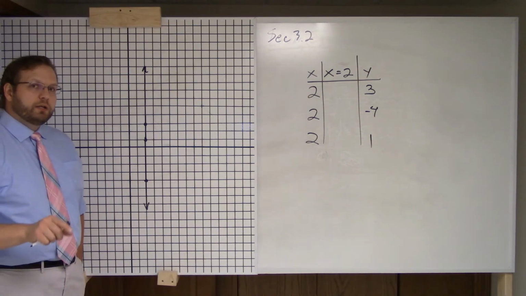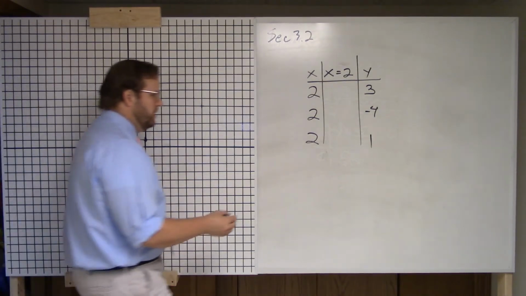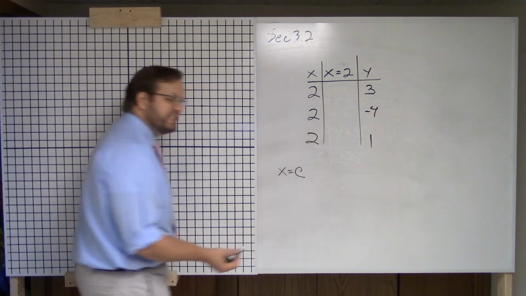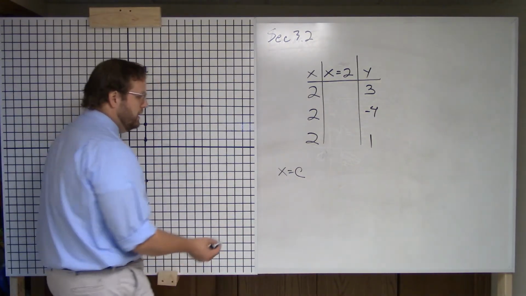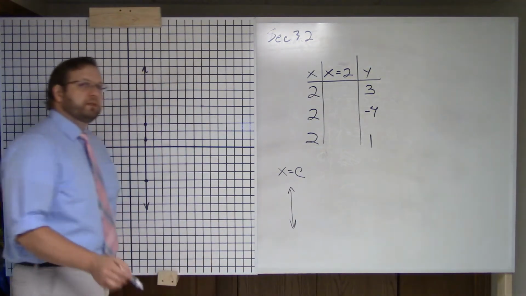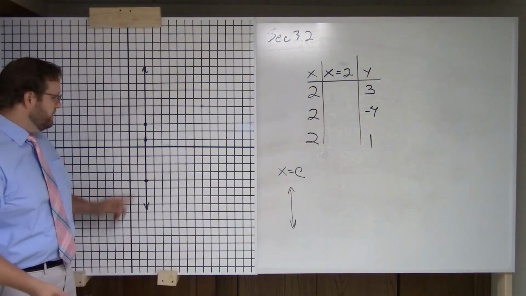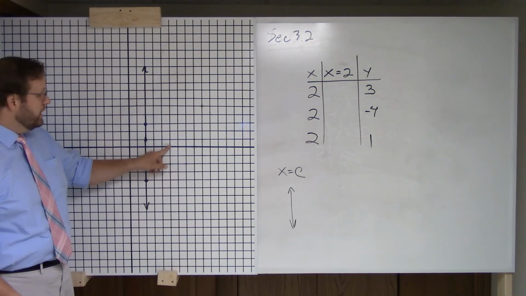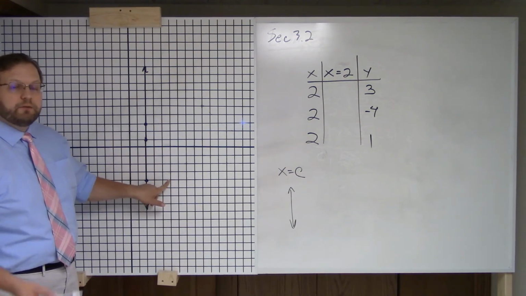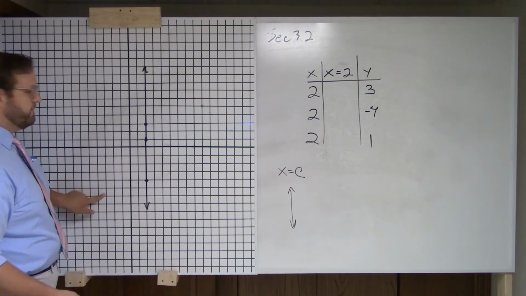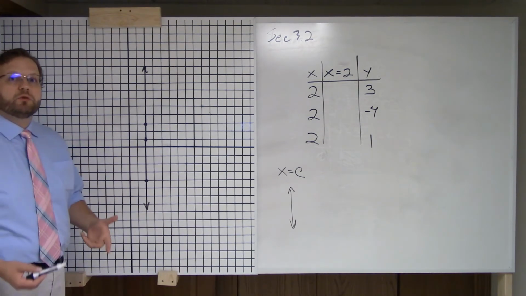So what I want you to get out of this, whenever you have x equals, I'm going to call it c for constant, I am going to have a vertical line. If this was x equals 5, I would go on that x-axis to 5, and I would draw a vertical line. If it was x equals negative 3, I'd go to negative 3 on the x-axis, draw a vertical line. Nothing more to it than that.